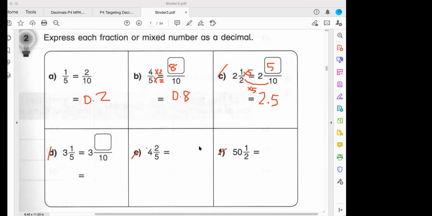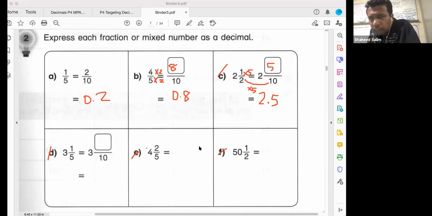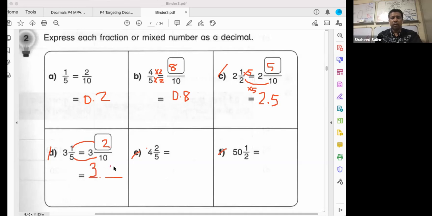Hello. Amara, you okay? Are you all right? Down here, Amara, you must change this to 10. Times what? Times 2, right? Do the same thing times 2. Well done, Putra. So down here, Amara, you times by 2 to make it 10. You get 2. So what's your answer down here, Amara? Okay, you be 3.2.